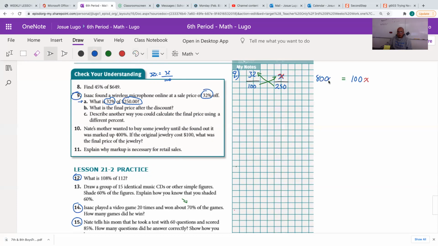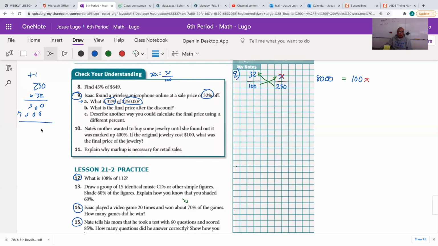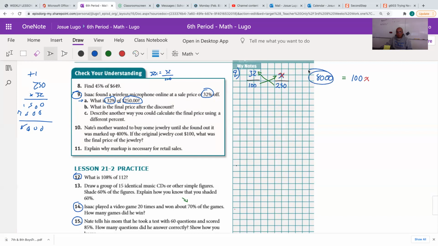I'm just kidding. You can actually work that out on your own, which I want you to do. So that would be 250 times 32. 2 times 0 is 0. 2 times 5 is 10. 2 times 2 is 4, plus 1 is 5. 3 times 0 is 0. 3 times 5 is 15. 3 times 2 is 6, plus 1 is 7. And we add everything together, and we get 8,000.